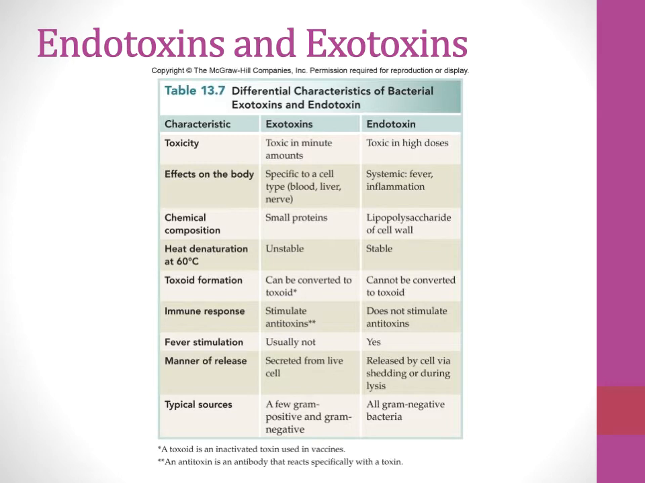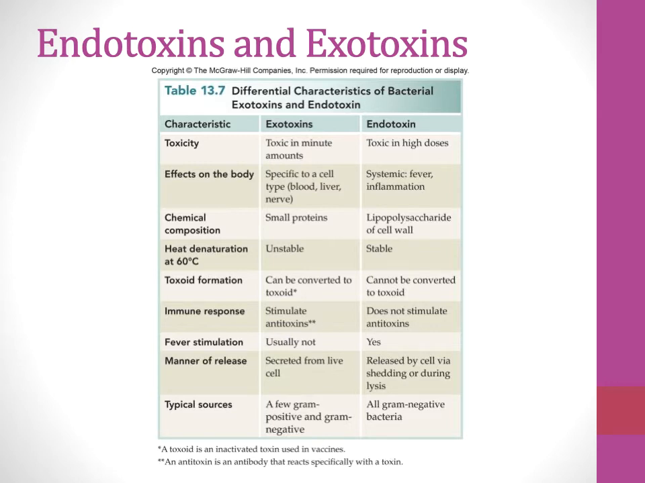So if we look at toxicity for endotoxin, we need to have a large amount of it. Normally, if our immune system is working well, we'll keep those gram-negative bacteria at lower levels. Just to point out on the manner of release for endotoxins, again, it's going to be released by cells when they're lysed or killed. So it's not that the gram-negative bacteria is alive, it's been killed, but lipid A ends up getting released.